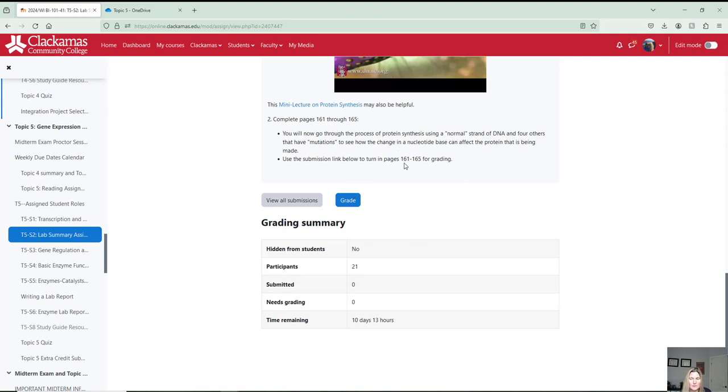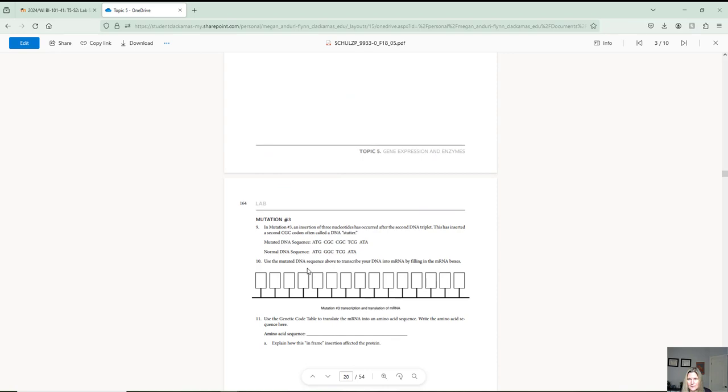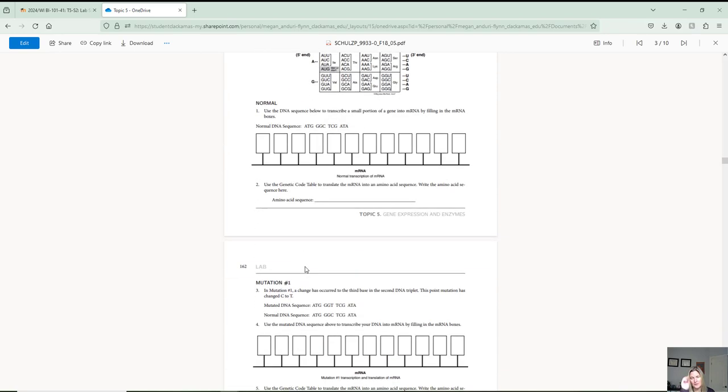Okay, so pages 61 to 65, basically all of these mutations. The best way to do that is to take your notebook and take a picture of each page with your cell phone. I like the app Adobe Scan. It's a free app where you can just snap a picture, flip the page, snap a picture, flip the page, snap a picture, and it'll convert it into a document, a PDF, and then you can just send it that way.